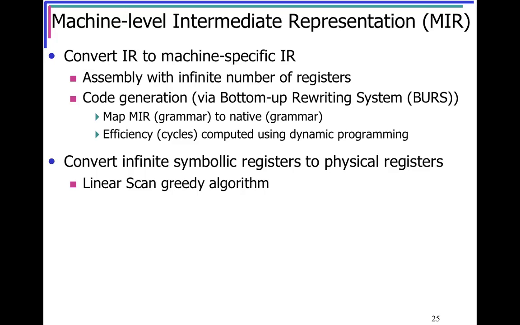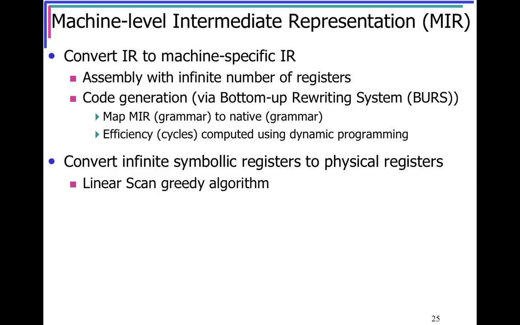Once we have all of this, we convert the intermediate representation to machine-specific internal representation. That is, we go from LIR, the low-level intermediate representation, to MIR, machine-specific intermediate representation. We still have, as we have throughout, just use and assume an infinite number of registers. These are called symbolic registers. We may not have this many physical registers in our machine, but we'll deal with that later.